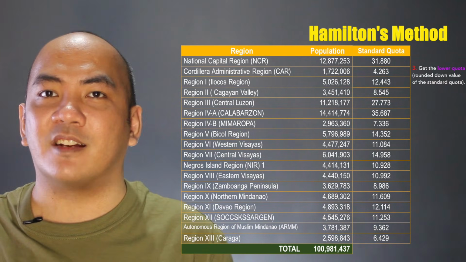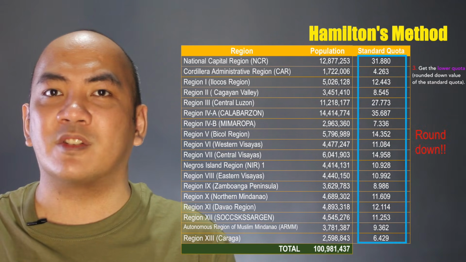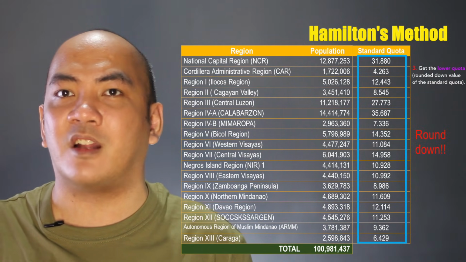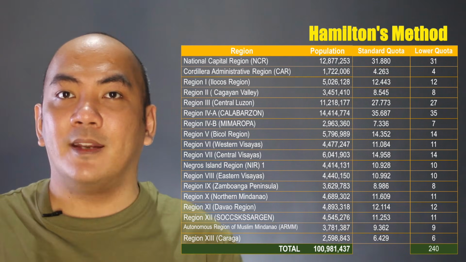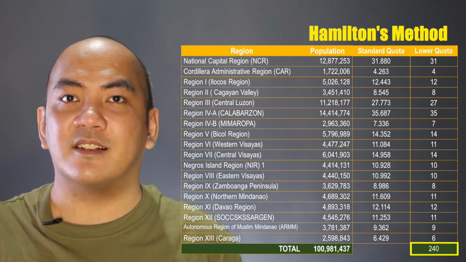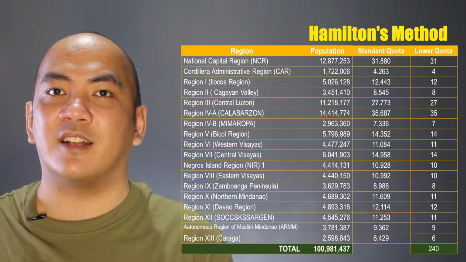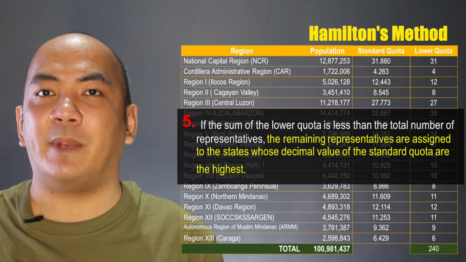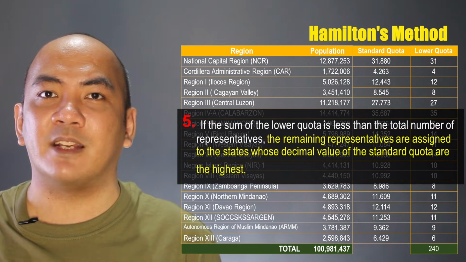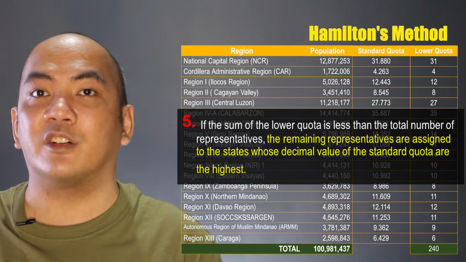Next is cut off the decimal parts of the standard quota, or round it down. Or in other words, we simply get the whole number part of the standard quota, which will be called the lower quota. Next we add all the lower quotas, and since the sum of the lower quotas is just 240, this indicates that 10 representatives have no designation yet. So we apply the largest remainder rule, in which the remaining representatives will be assigned to the regions with the highest decimal parts of the standard quota.